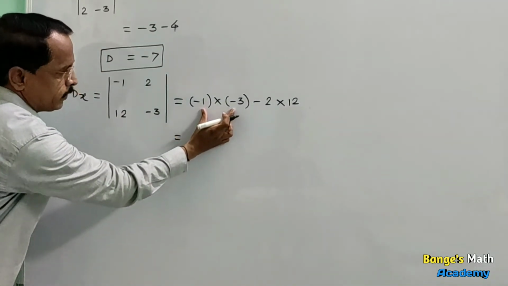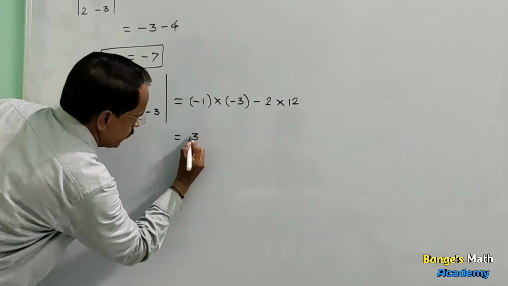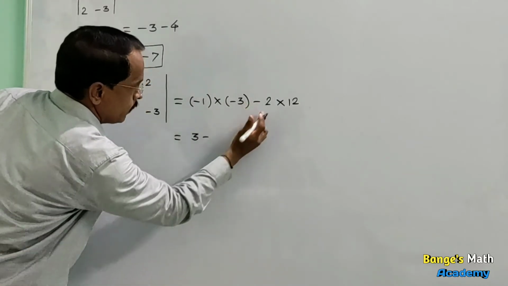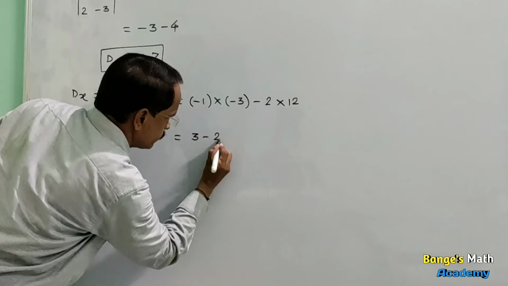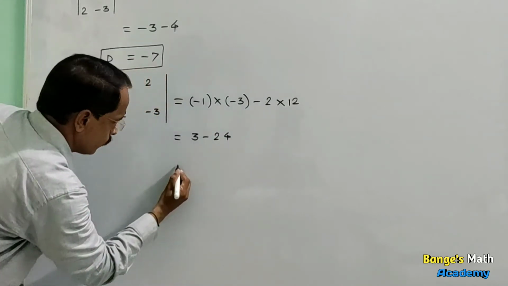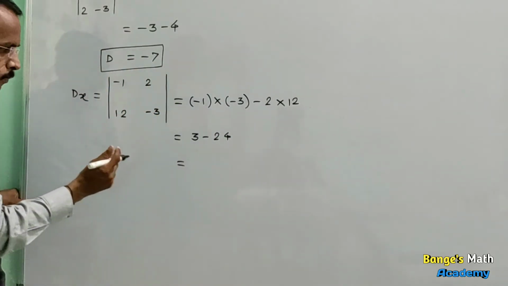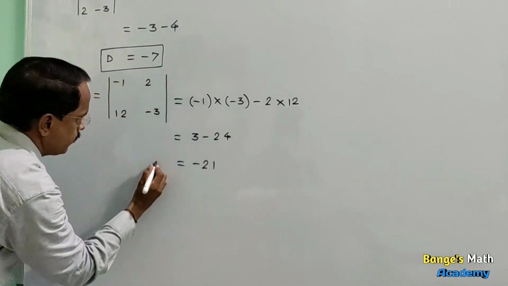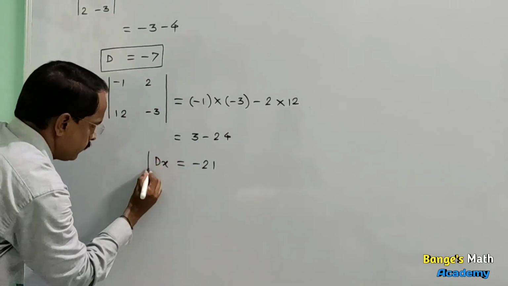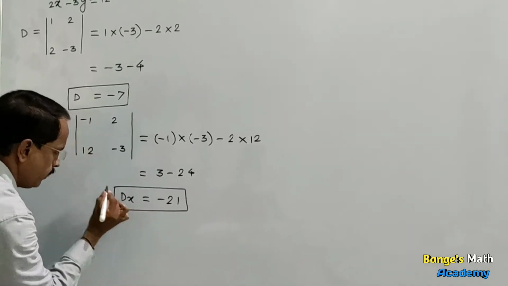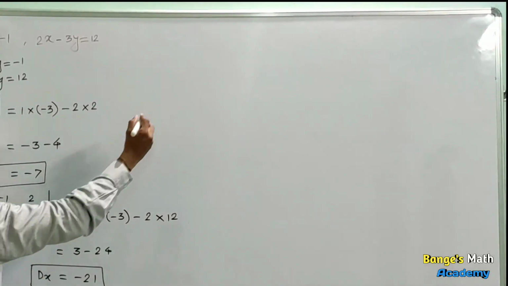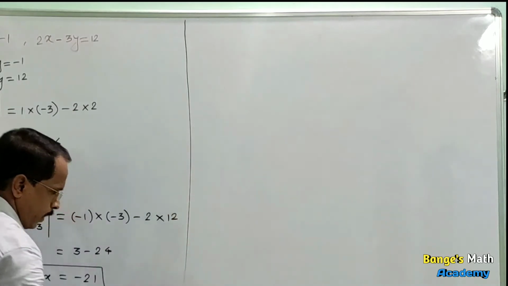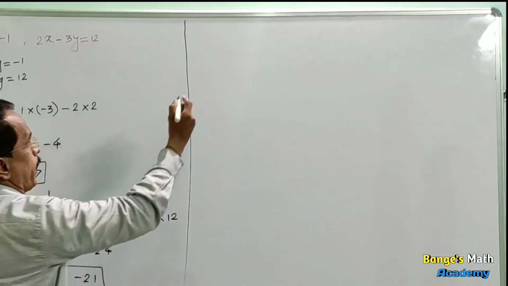Minus 1 into minus 3 is plus 3, minus 2 into 12 is 24. Then the subtraction, 3 minus 24, is minus 21. We get the value of dx. Then find the value of dy.